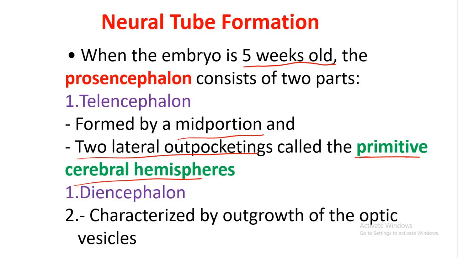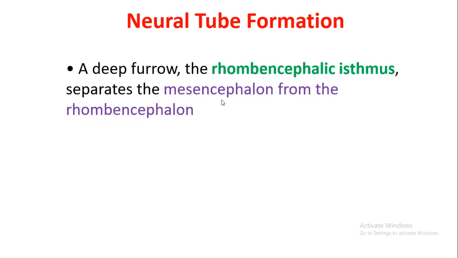Okay, let's move on. Now, we need to understand that in week 4, we had the mesencephalon and rhombencephalon. Now, there is a deep furrow which exists between the mesencephalon and the rhombencephalon. And this deep furrow is known as what? The rhombencephalic isthmus. So this is just a furrow which exists between the mesencephalon and the rhombencephalon.